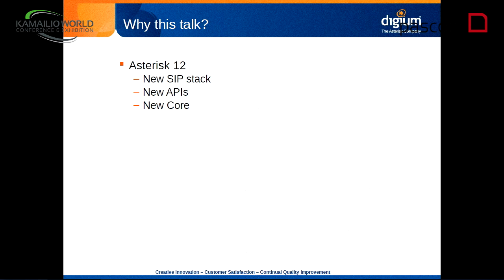When I put together the talk proposal for this Kamailio World, I decided to look back at Asterisk 12, which is really the first version of Asterisk that contained a lot of these new major features that I've been talking about for a couple of years now. It contained a new SIP stack based on the PJSIP library, and a large number of new APIs, including the Asterisk REST Interface. But behind all of this is a new core and a new architecture that enabled all of these new features.